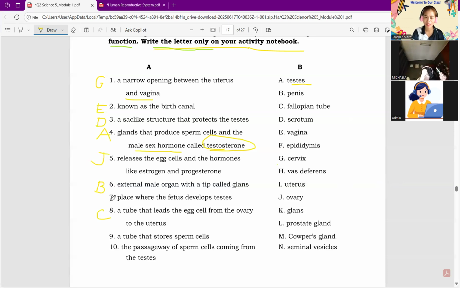We still have number 7. Sorry. We might skip it. How about number 7? This is where the fetus develops. Okay, what is that place where the fetus develops?